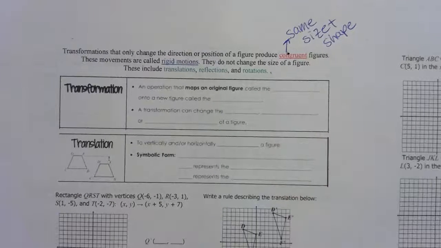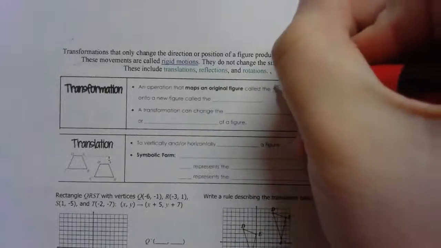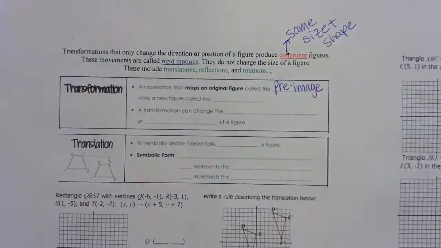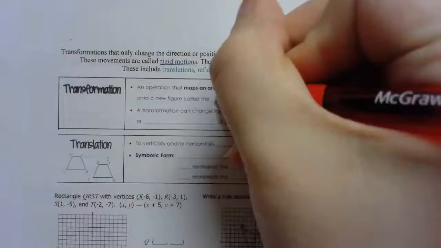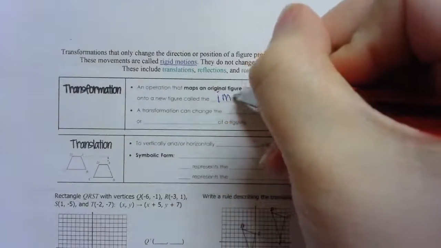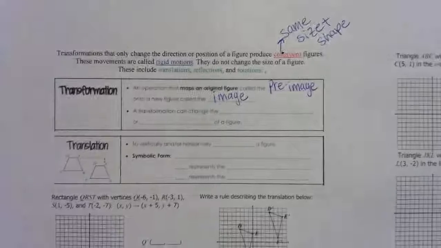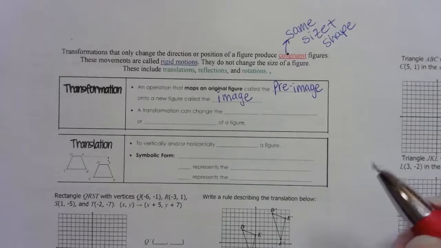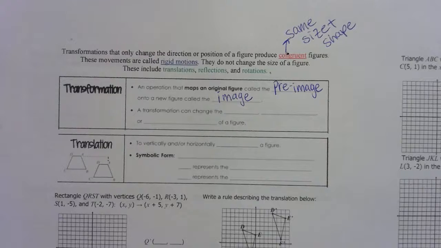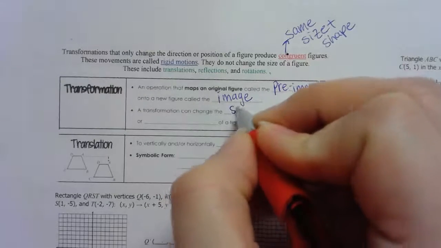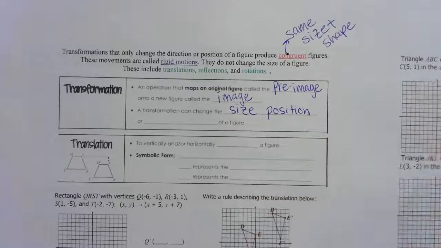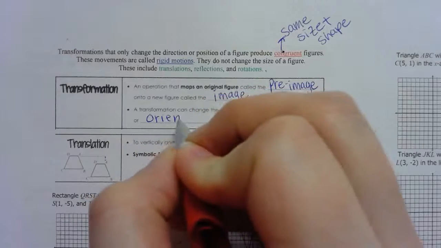An operation that maps an original figure, called the pre-image, before image, onto a new figure called the image. Pre is before, so your image is the actual, like, after the translation, after the reflection, or after the rotation. A transformation can change the size, position, meaning like the location, or orientation of a figure.